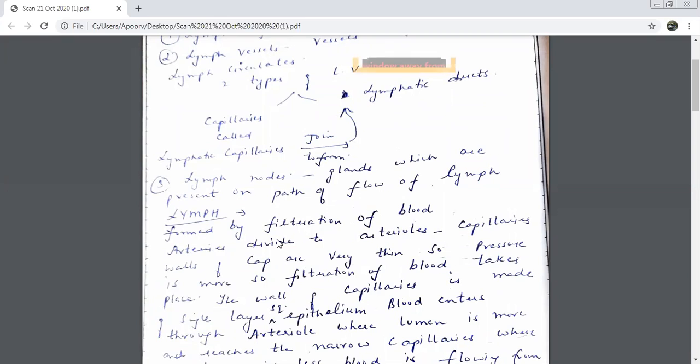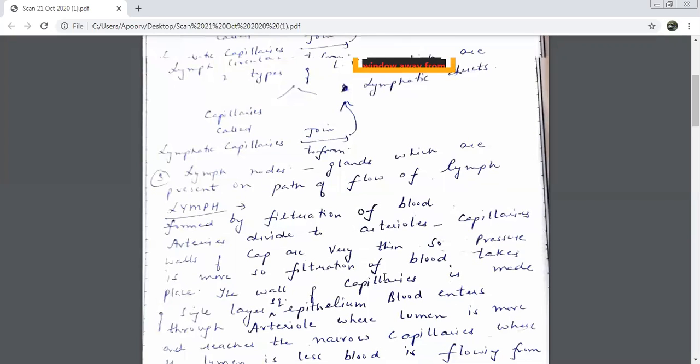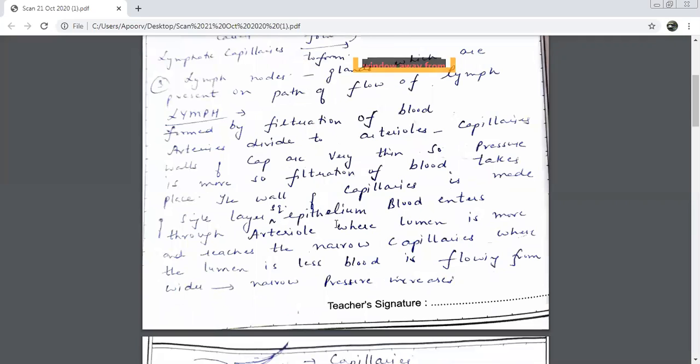We know that arteries divide to form arterioles. Arterioles further branch to capillaries. How are the walls of the capillaries? Very thin. So pressure is more. Filtration of blood will take place. The walls of the capillary are so thin that they are made up of a single layer of squamous epithelium. So blood will first enter the arteriole.